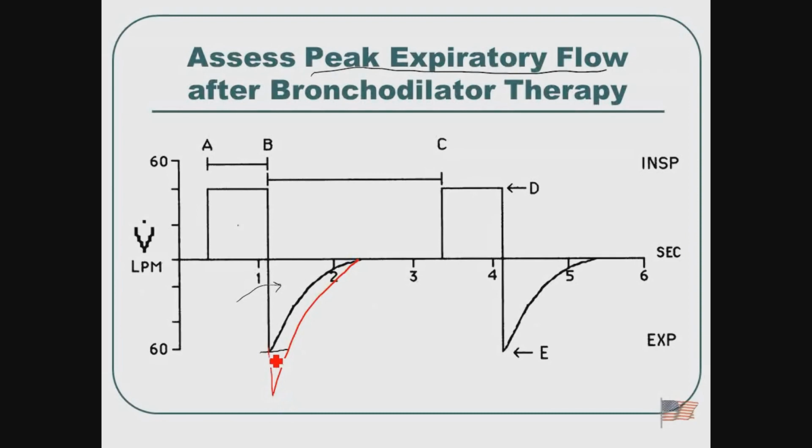So as that peak flow improves, I know that my bronchodilator works. If I don't see improvement, then I know that either the dose wasn't correct, or the patient is unresponsive to the medication. The red one is after the therapy.